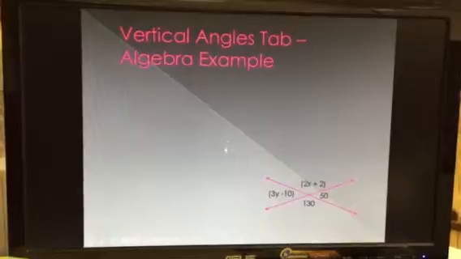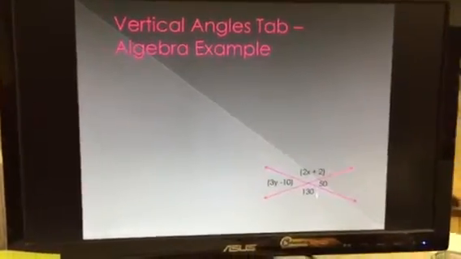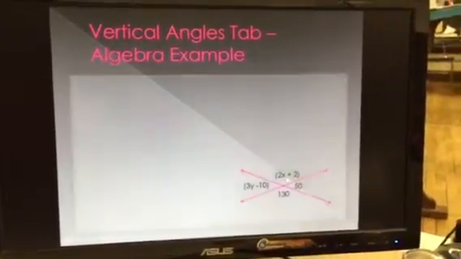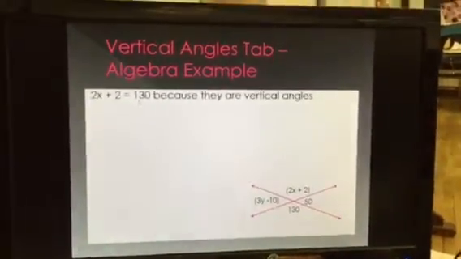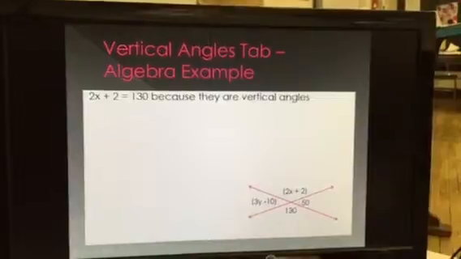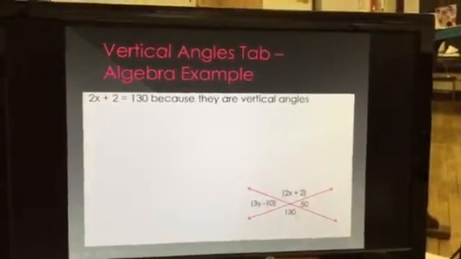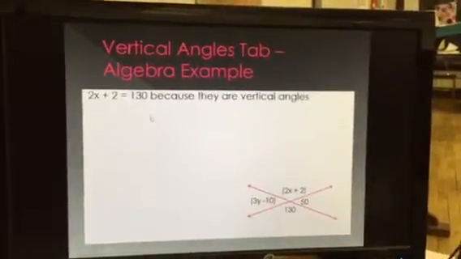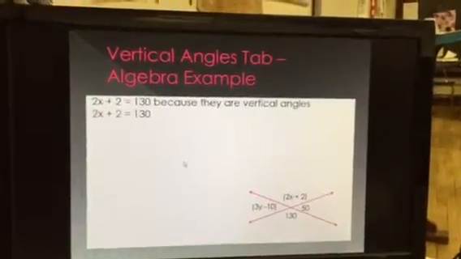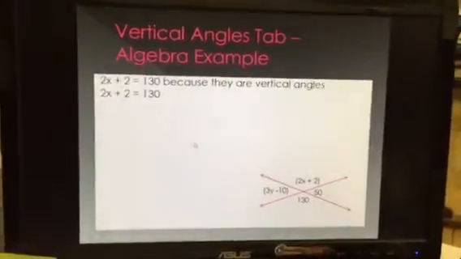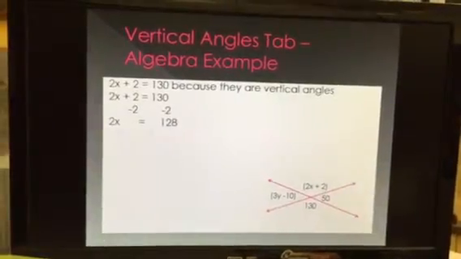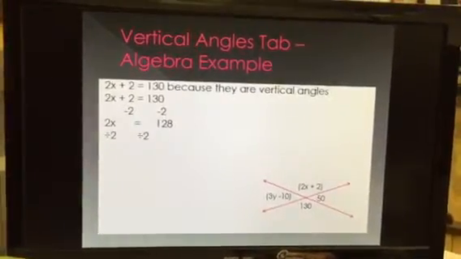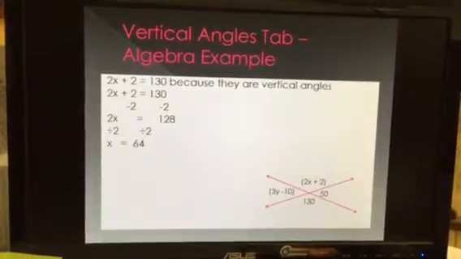Vertical angles tab continued, our algebra example. So we have two problems here. We can say 2x plus 2 equals 130 because they're vertical angles. So these two match up. We have our equation like that, 2x plus 2 equals 130. We subtract 2 from both sides. So 2x equals 128. We divide both sides by 2 so that x equals 64.